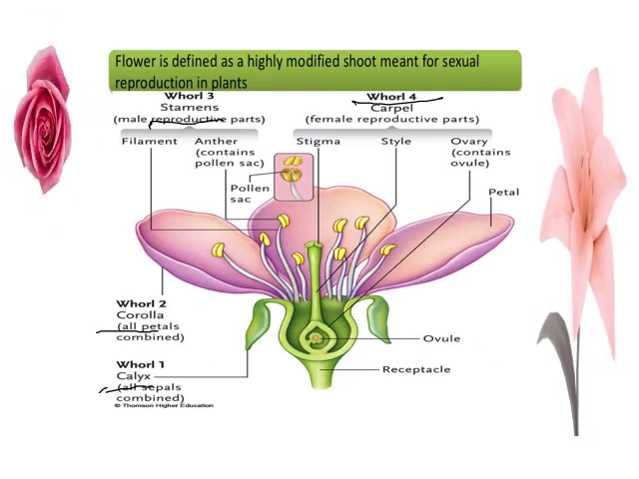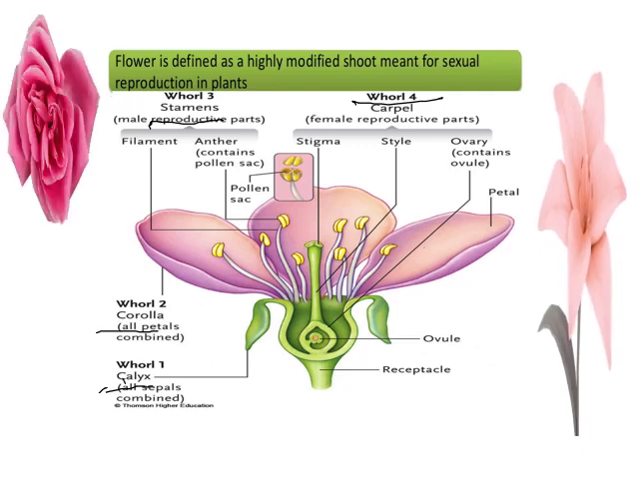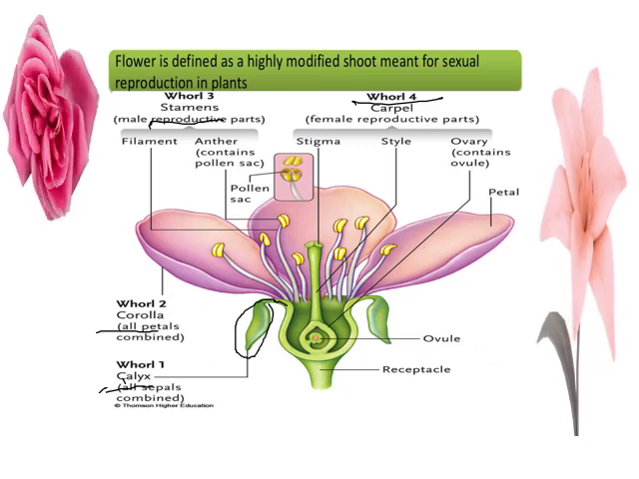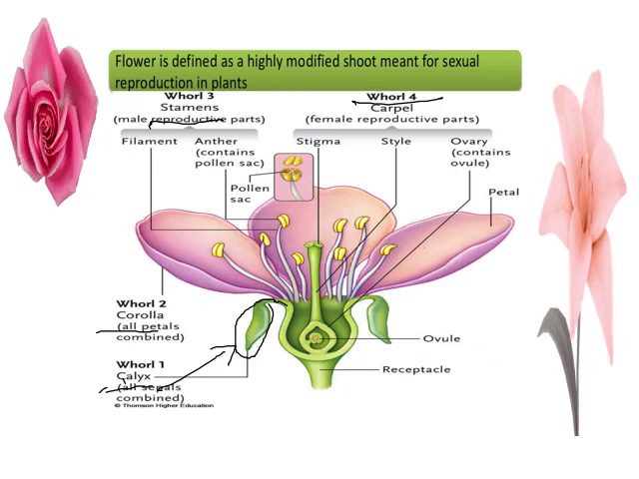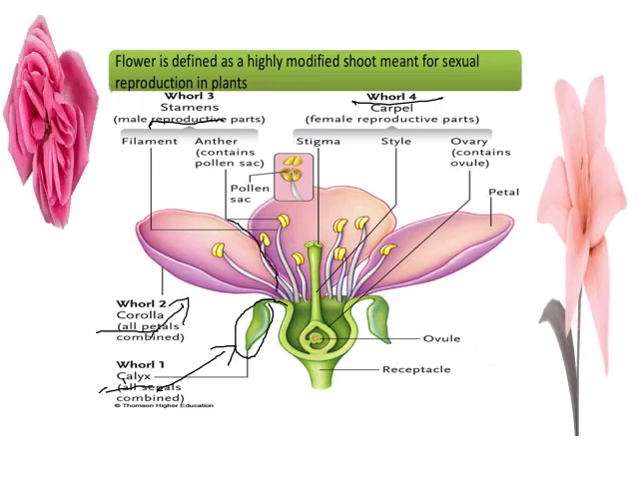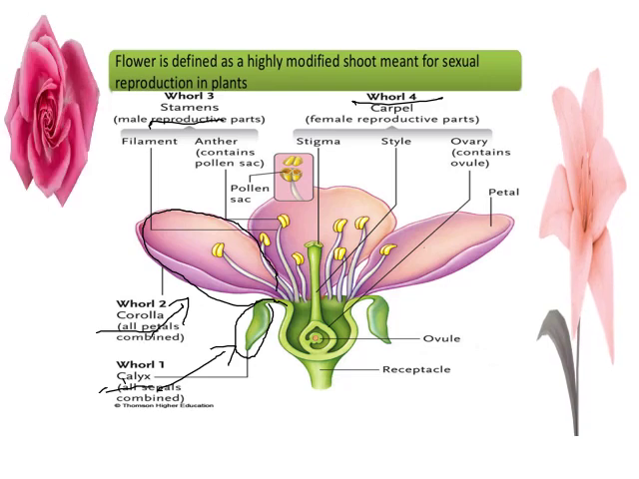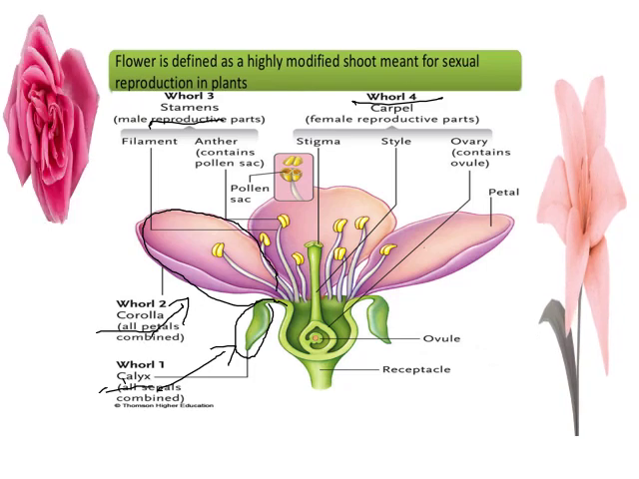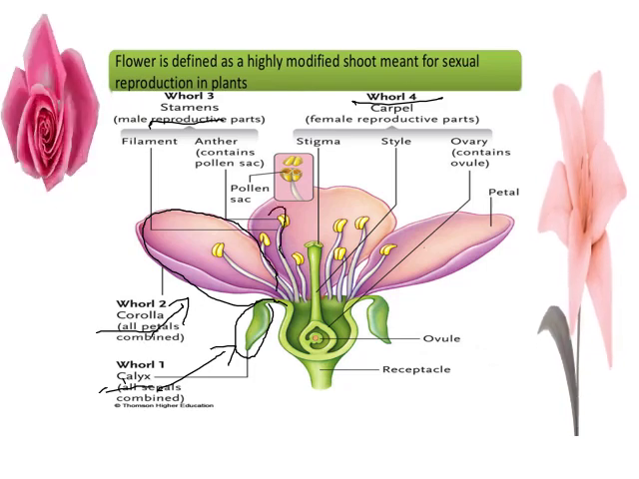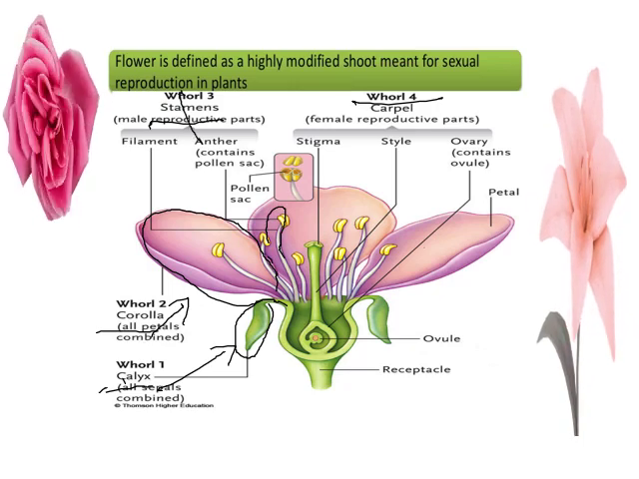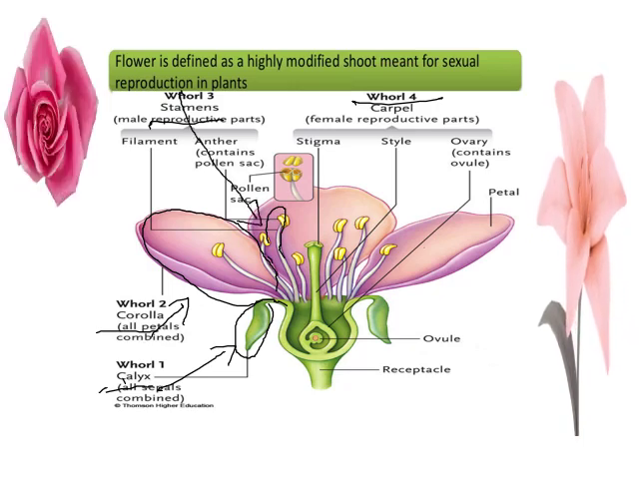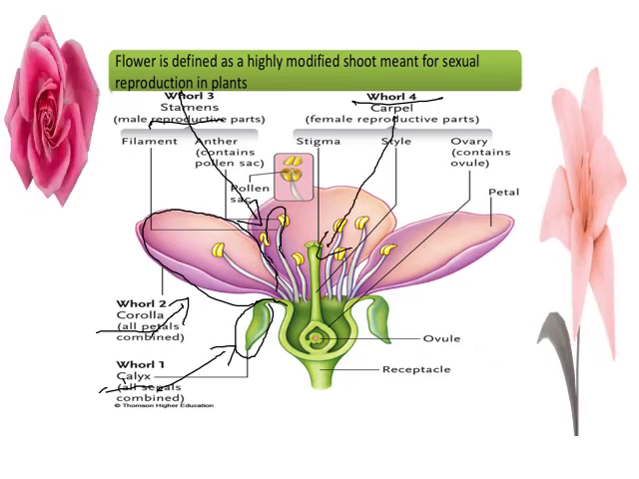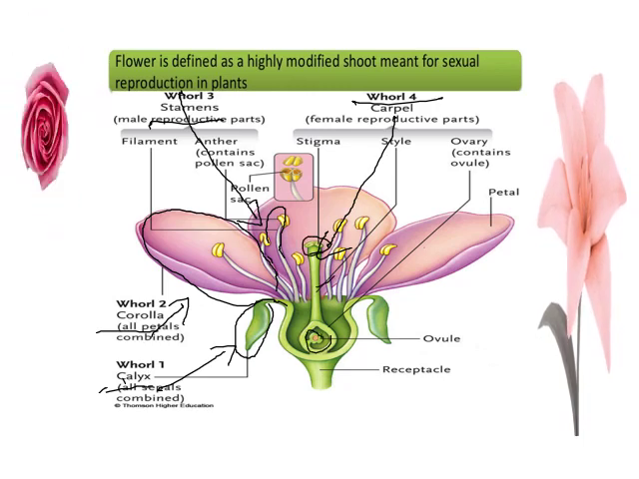So first one is calyx, in which we discuss sepals. Then we have corolla, in which we discuss only petals. These are the petals. And then we have the third whorl that relates to stamens, in which we discuss anther and filament, here this one. And the fourth one is carpel, in which we discuss stigma, style and ovary.